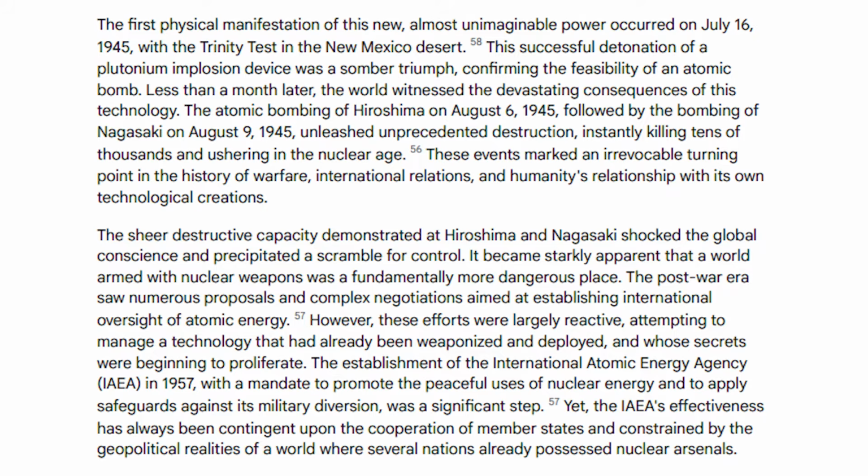The establishment of the International Atomic Energy Agency, IAEA, in 1957, with a mandate to promote the peaceful uses of nuclear energy and to apply safeguards against its military diversion, was a significant step. Yet, the IAEA's effectiveness has always been contingent upon the cooperation of member states and constrained by the geopolitical realities of a world where several nations already possessed nuclear arsenals.